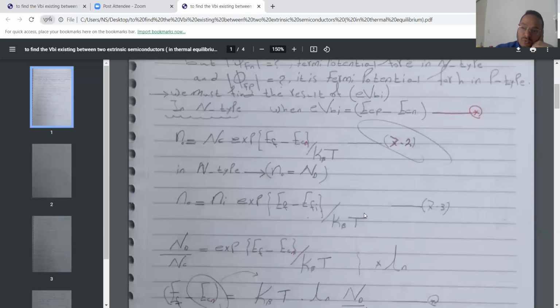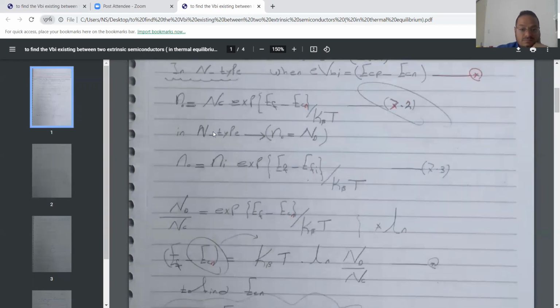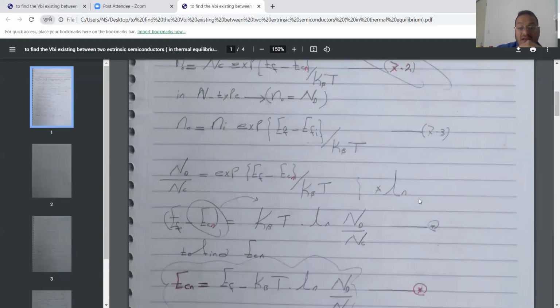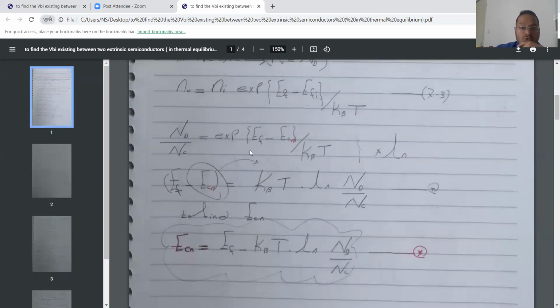And at the same time, as we know, we have two equations. We can determine the concentration of electrons by using one of them. Here, we will depend on equation 7.2, dividing this equation by the effective density of electrons, and after that taking the natural log of the whole equation to isolate this bracket, which equals Boltzmann constant times temperature times the log of donor concentration divided by the effective density of the conduction band.